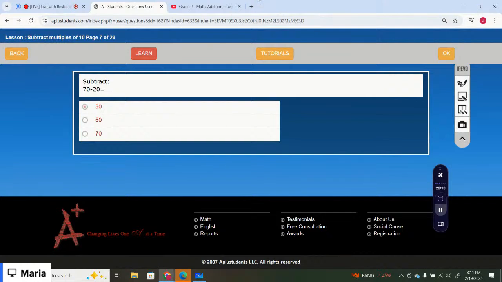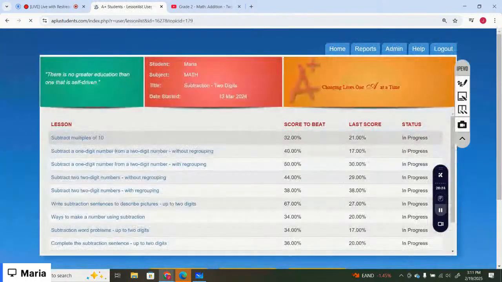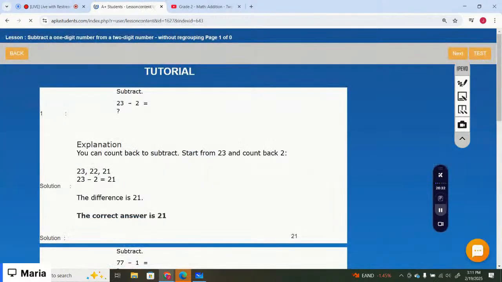Okay, you can complete the lesson by yourself later today. Let me just move on to the next lesson. Subtract a one-digit number from a two-digit number without regrouping.